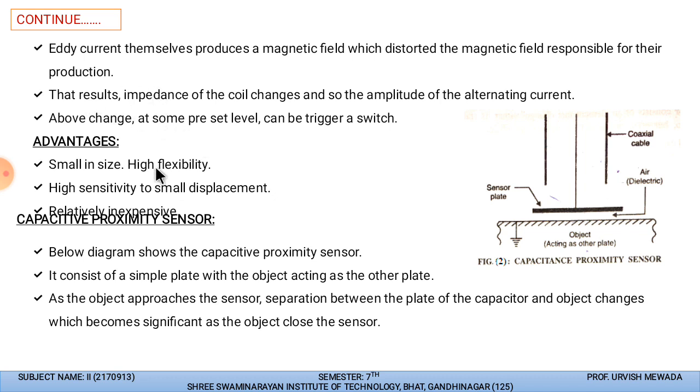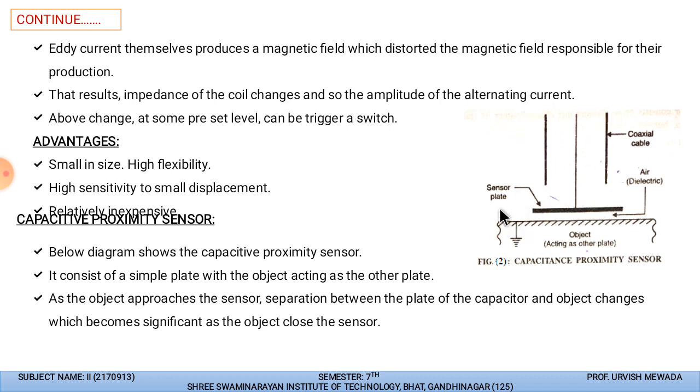Now the next is the capacitive proximity sensor. As we all know the working function of the capacitance, capacitors depend upon the area of the plates, the distance between the two plates, and the medium which is present between the two plates of the capacitor. So here we are using the same principle to measure the proximity of any object.